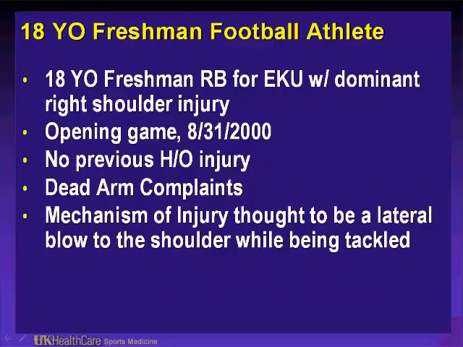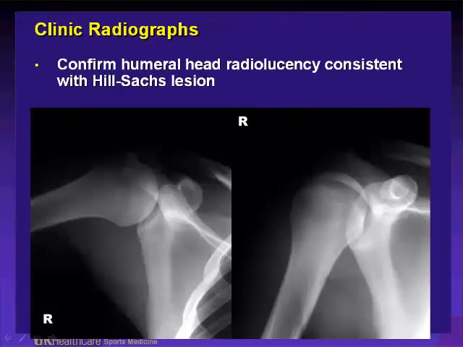This is a case of a freshman football athlete at one of our college schools. Never had any problems. Opening game, he came out of the game stating his arm was numb, dead arm complaints. He thought that he fell on his shoulder laterally while being tackled. Clinically, he was unstable, had anterior apprehension. He had an axillary nerve palsy with numbness over the deltoid, but his motor was intact. He was not dislocated at the time of his exam. I did not let him go back into the game because of his weakness, his deltoid numbness and his instability.